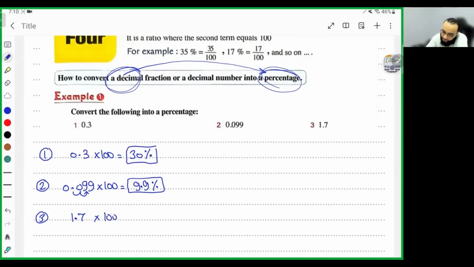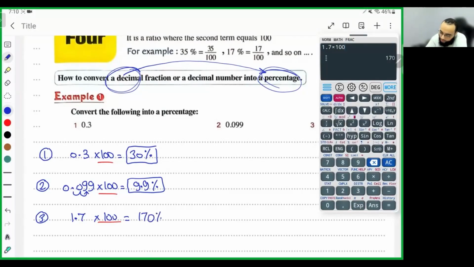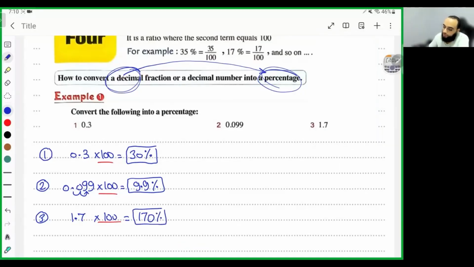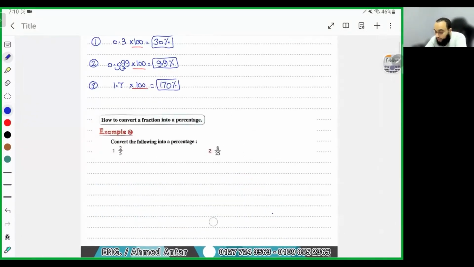100. Like the previous, we multiply it by 100. 1.7 times 100, you can do it with the calculator actually if you want. 1.7 times 100, it's 170%. Any problem? So right now, we have a fraction.